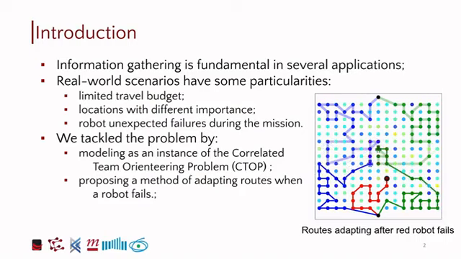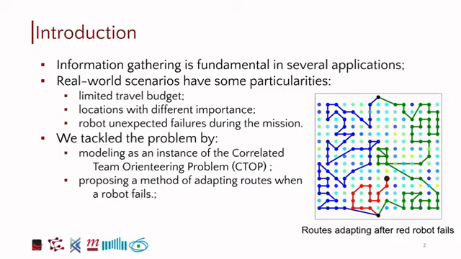When considering real-world scenarios, we have to take into account some constraints, such as the limited budget of robots and sensing points with different importance. This means that some locations have more valuable information to be captured than others. So we need to be concerned about possible robot failures during the execution of the plan to ensure that these important locations are visited.